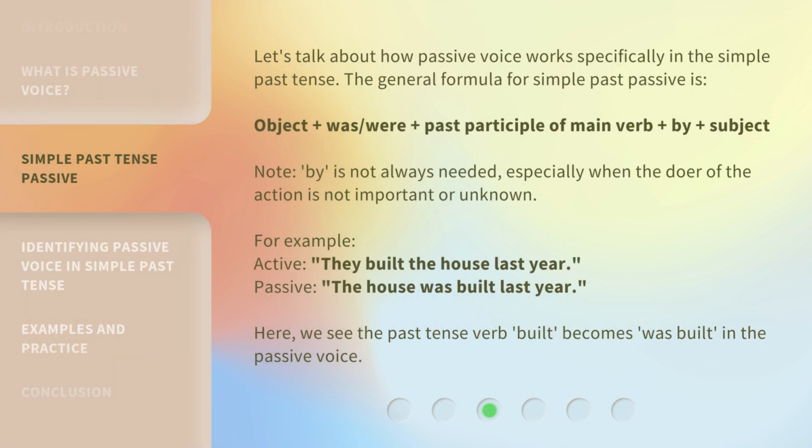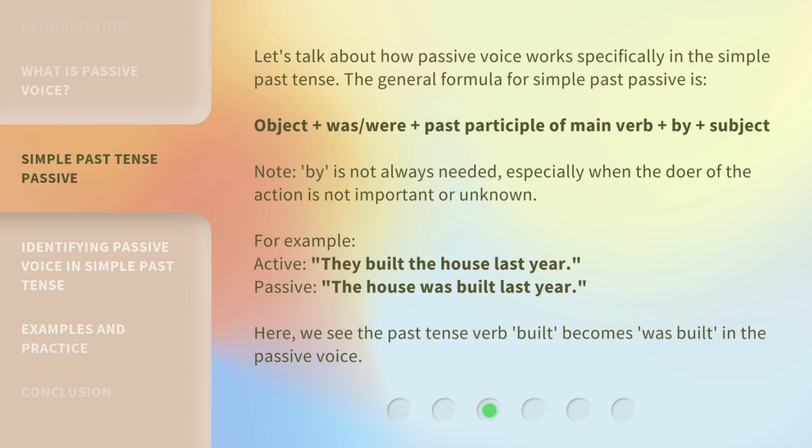Let's talk about how passive voice works specifically in the simple past tense. The general formula for simple past passive is object plus was/were plus past participle of main verb plus by plus subject. Note: by is not always needed, especially when the doer of the action is not important or unknown.